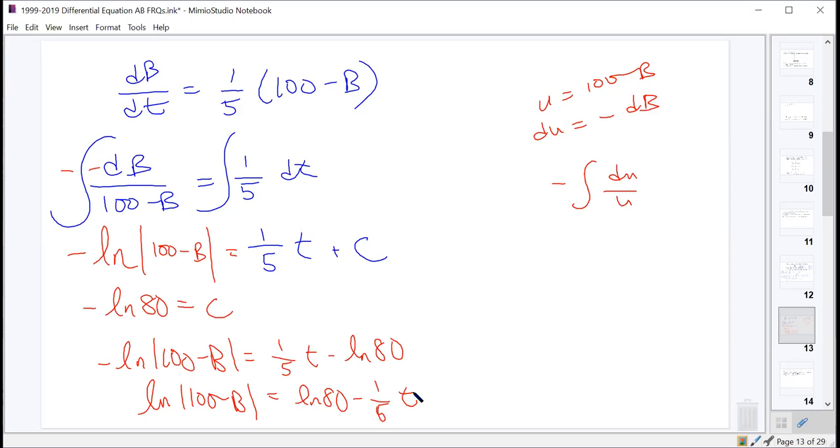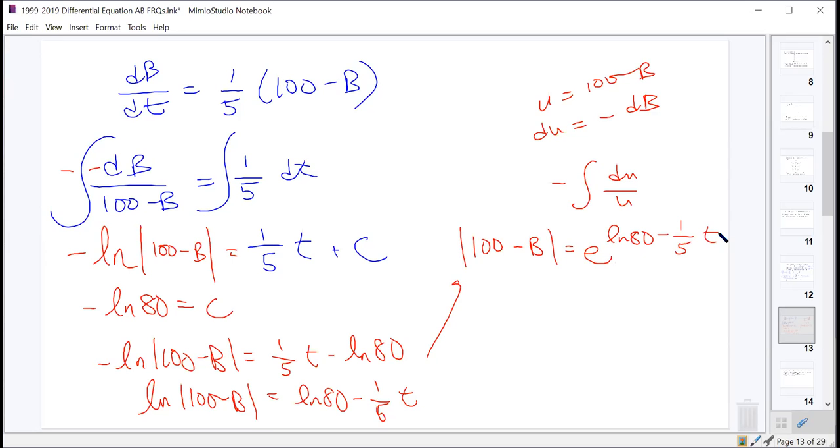Then how do we clear out the natural log of that thing? We exponentiate, so that will become just absolute value of 100 minus b equals e to the ln 80 minus 1/5 t. Everybody good with that? We're going to do 2 steps in one here. We're going to clear off the absolute value.